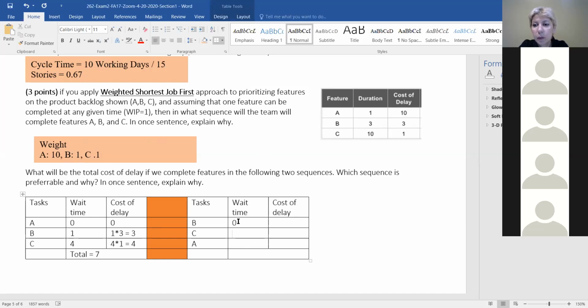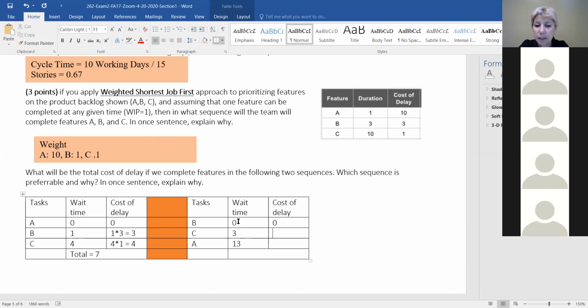C has to wait for B. B is taking 3 days. So the wait time for C is 3. A has to wait for B and C, 13 total, because one is taking 3, one is taking 10. Perfect. Cost of delay for B is 0 because there is 0 wait.